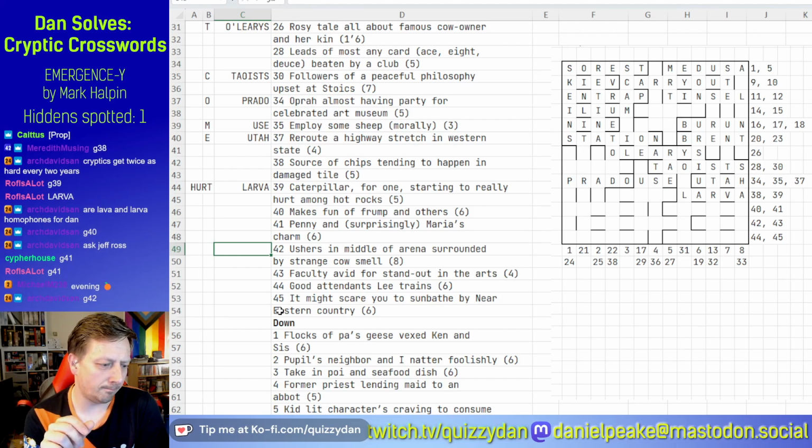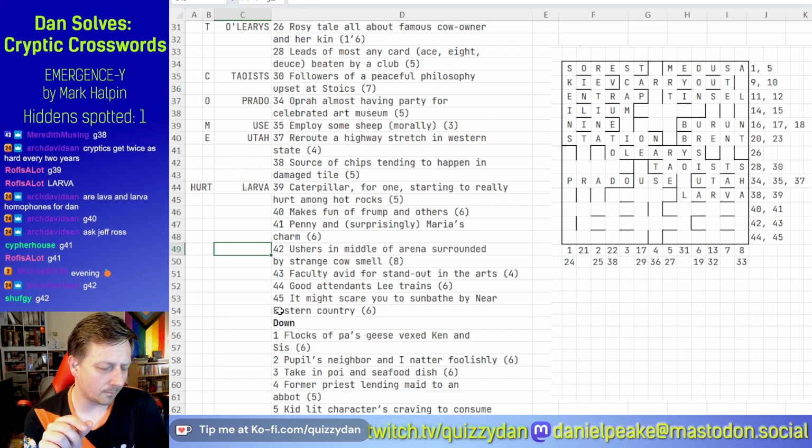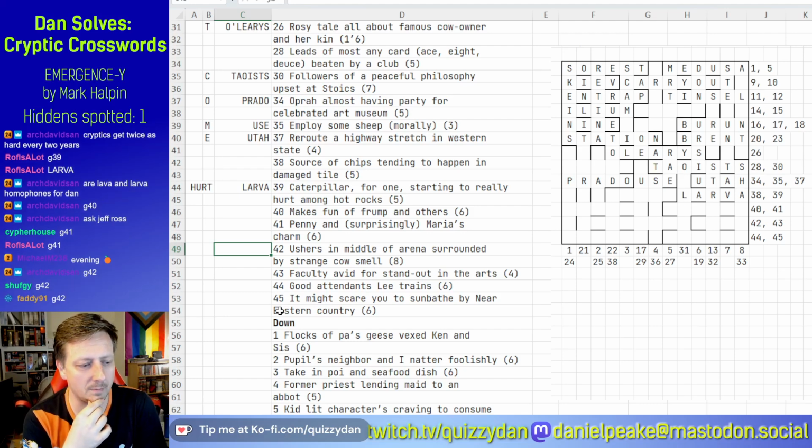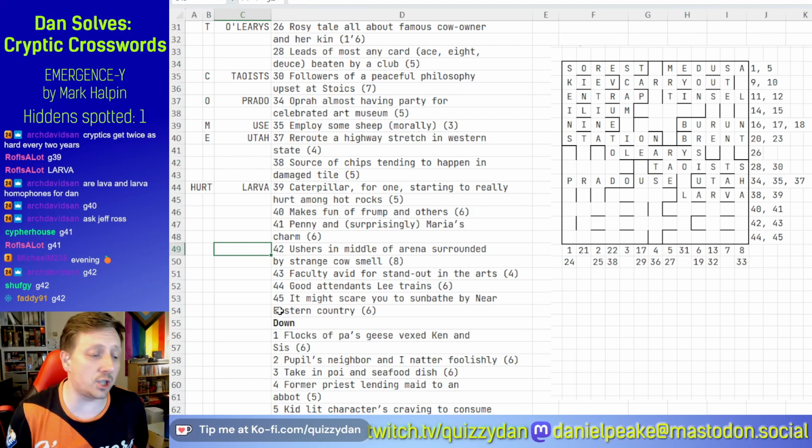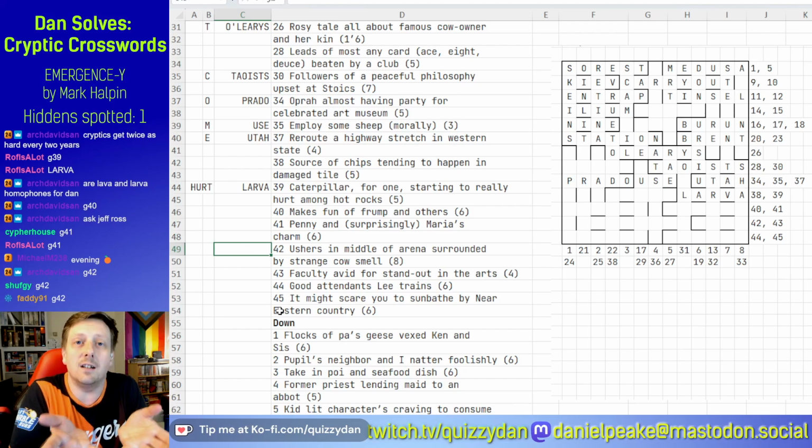There's a lot of words here. Archer's got 42. Ushers in, probably. So it's not ushers in middle of arena. It's probably ushers in. Middle of arena, E. Surrounded by strange cow smell. So what about E? Yes, that's what it is. Go for 42. It's ushers in. And that's your definition.